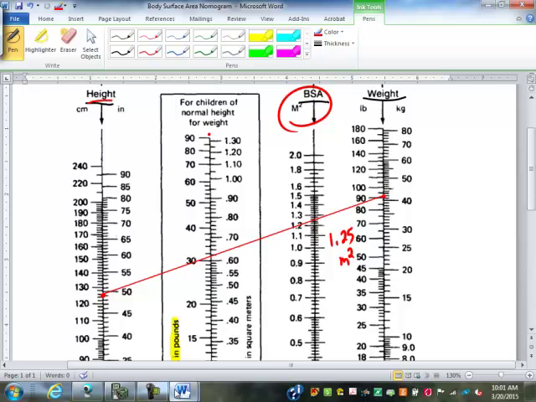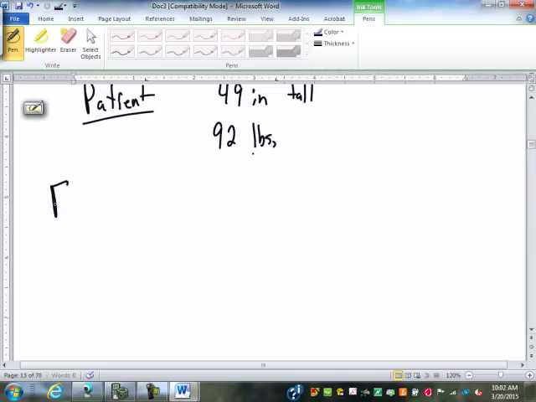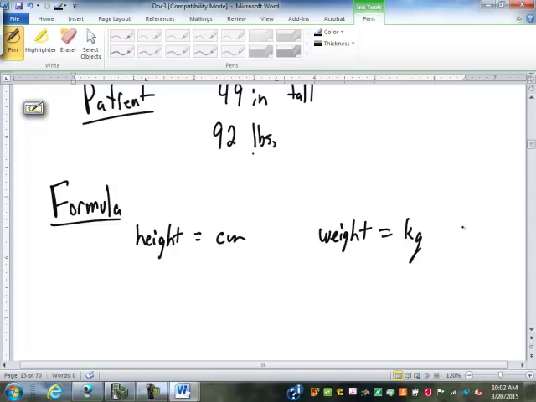So anyway, back to here. The nomogram works. I don't care for it much, but it works. You're welcome to use it. I prefer, since I'm a math geek, to use formulas. The first formula is if the person's stats are given in metric. So if the height is in centimeters and the weight, of course we know it's not really weight, but it's mass, is in kilograms.